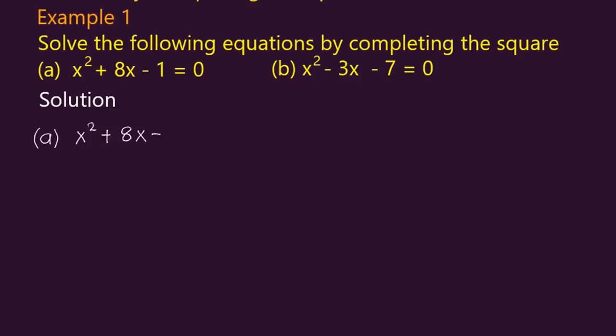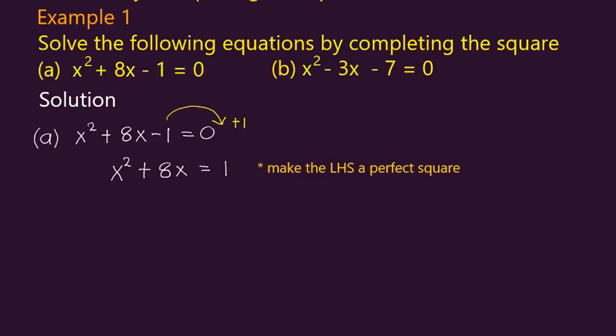On part A we have x squared plus 8x minus 1 is equal to 0. Now what we do first is we take the constant term to the other side, to the right hand side. So negative 1 becomes positive 1 on the right hand side. That means that we'll be left with x squared plus 8x is equal to positive 1 on the right hand side. Next, I'm going to make the left hand side a perfect square. So that's completing the square.